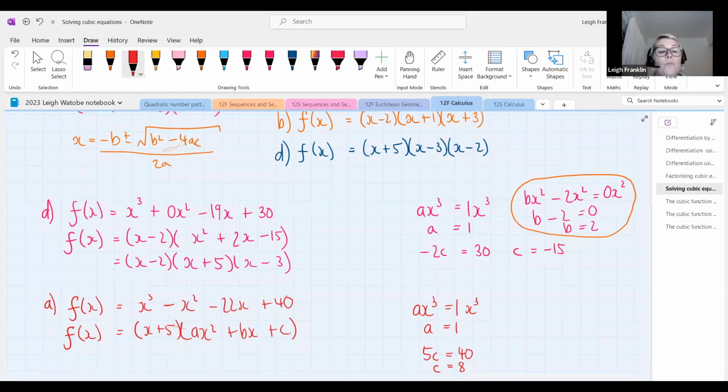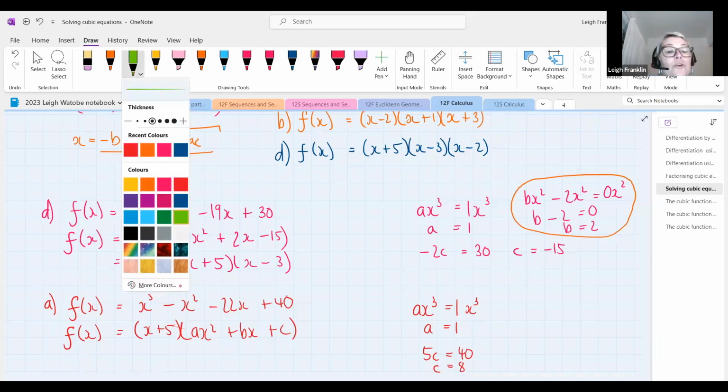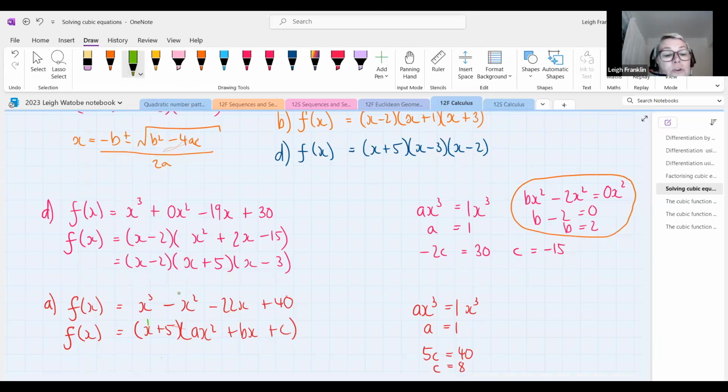Then as far as your bx is concerned, remember you are multiplying. I'll just show you again. It's the first term in the first bracket with the middle term of the second bracket. That gives you the bx squared. Then you are also multiplying the 5 with the ax squared. Remember a is 1. So 5 times 1x squared is 5x squared, and it's equal to negative 1x squared.